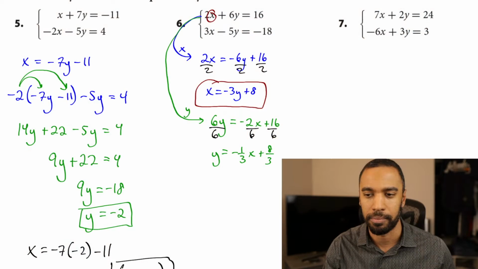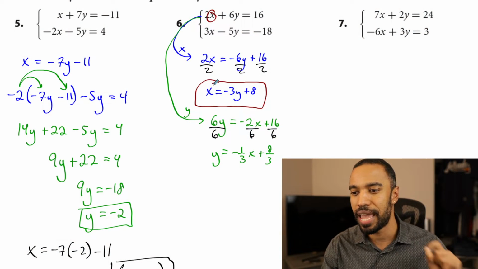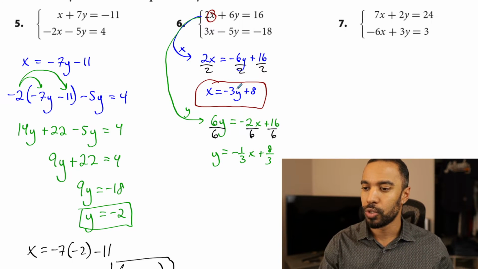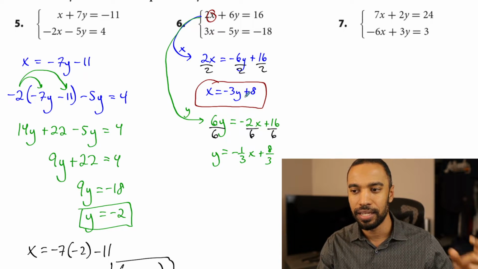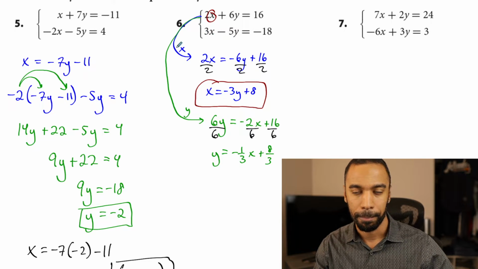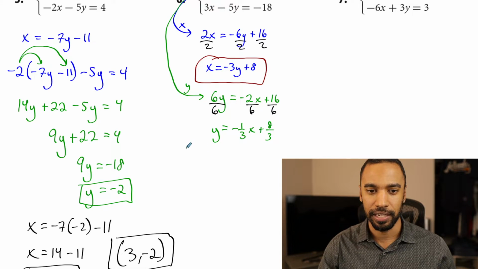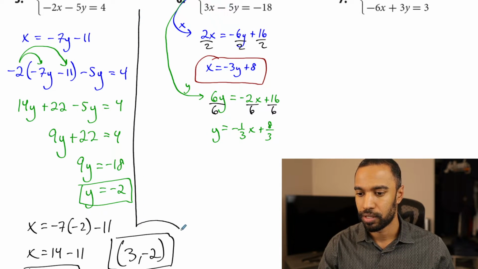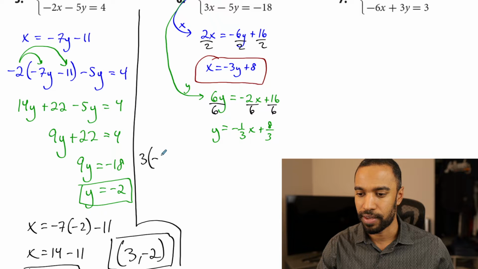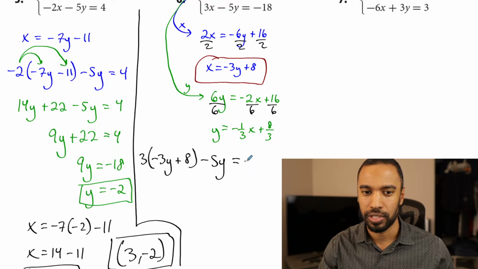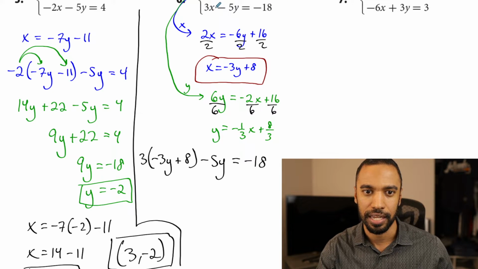Let's go ahead and look at this problem now that we have number 6. All right, number 6, I isolated x in which equation? The top one, which means I'm going to substitute negative 3y plus 8 in for x in which equation? The bottom one. Remember, it has to be the other equation for this to work out. So that's 3 times x, so that's 3 times negative 3y plus 8, which is taking the place of x, minus 5y equals negative 18. Reminder, I am using this equation right here, and I'm substituting negative 3y plus 8 in for x.